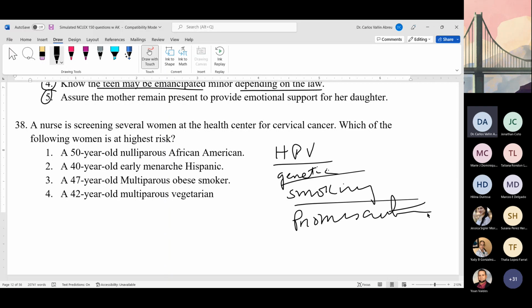Let me see what they say. Correct answer is 3. Age, multiple pregnancy, obesity, and smoking are all risk factors for cervical cancer. 1 and 2, no pregnancy, eliminate. Race, ethnicity, and diet are not significant risk factors. Yes, this is what they say, that obesity and being a smoker is a risk factor.